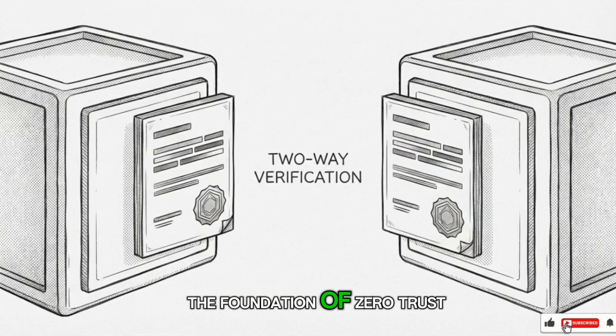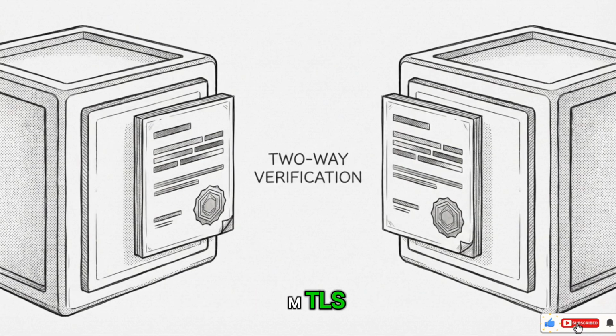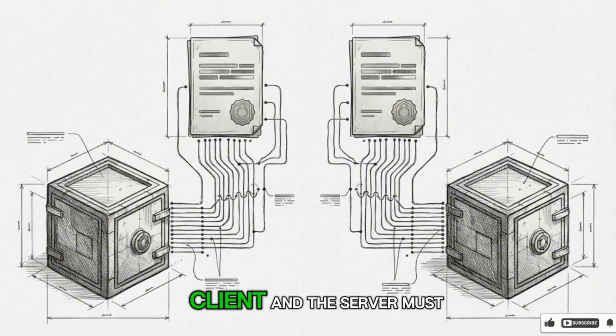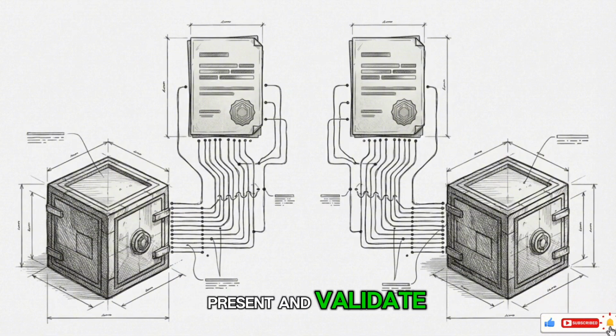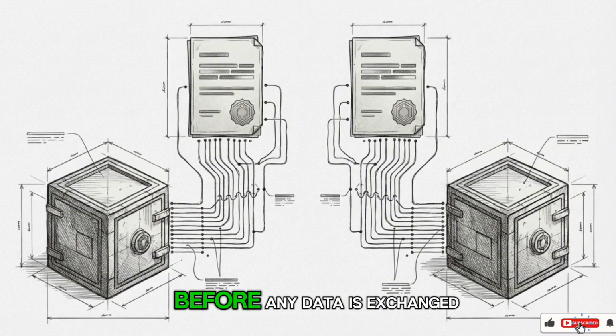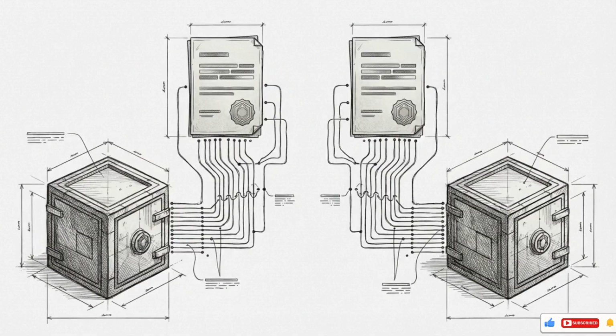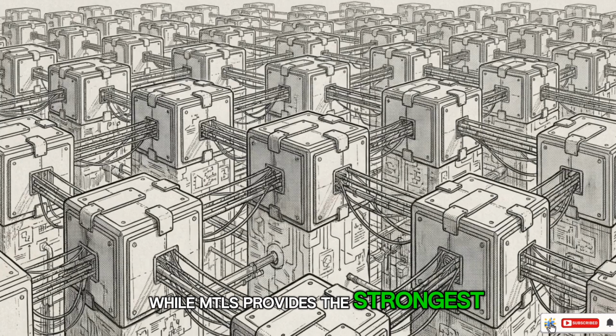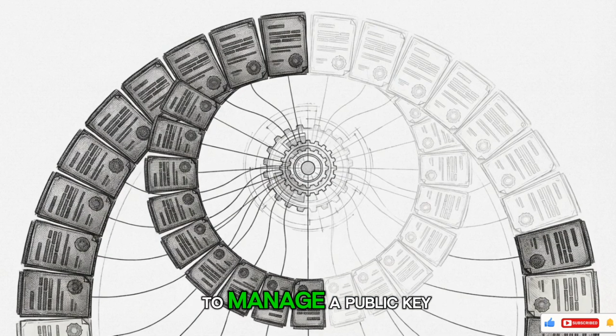The foundation of Zero Trust architecture is mutual TLS, or mTLS. In mTLS, both the client and the server must present and validate cryptographic certificates before any data is exchanged. While mTLS provides the strongest possible verification by eliminating passwords and tokens, it requires a significant operational investment. You need a dedicated team to manage a public key infrastructure to handle certificate rotation and revocation.